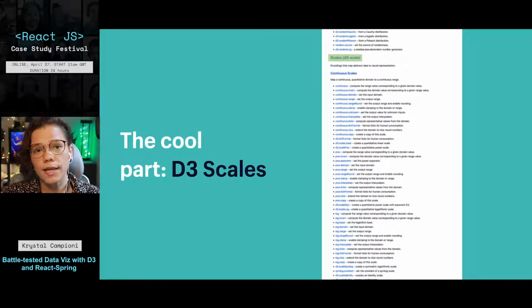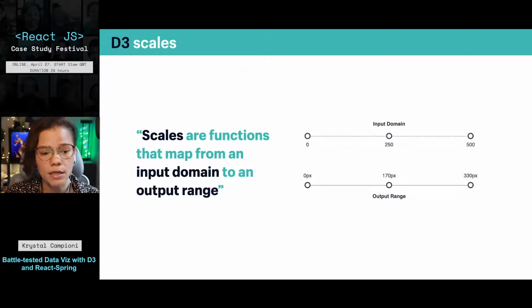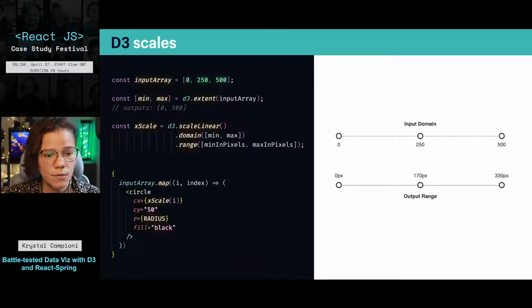A perfect example of the kind of things that we are going to use from D3 is D3 scales. Scales are functions that map from an input domain to an output range. So this means that we could, for example, get an input array of values and map it to the available screen space that we have. In this example, we have an input array that goes from 0 to 150 and 500. Then we can use the D3 extent method, which basically gives us back the minimum and maximum value in the array that we have. And then we finally create the scale.